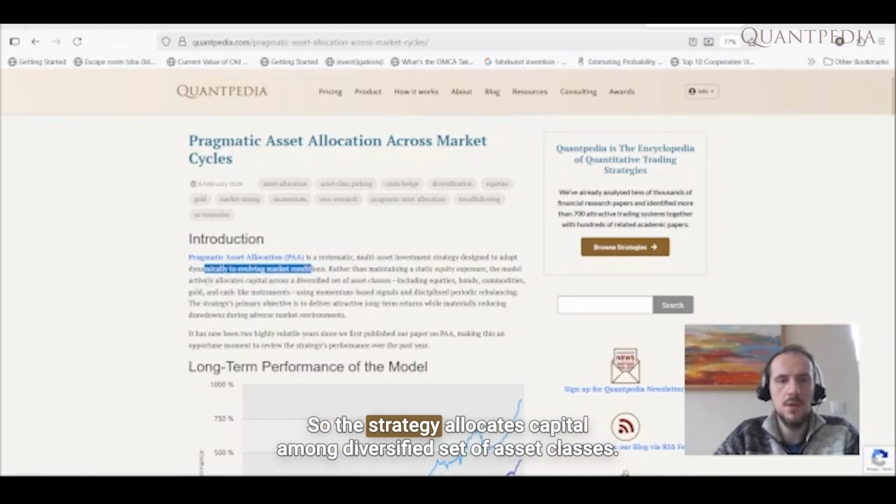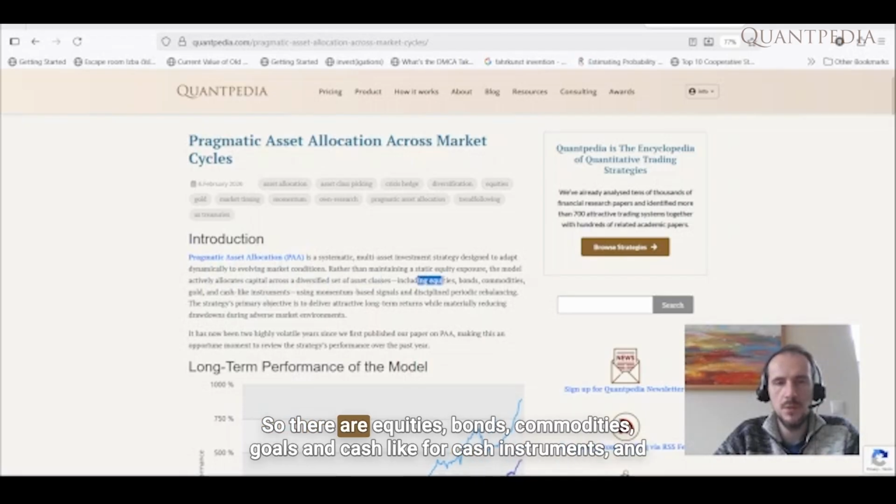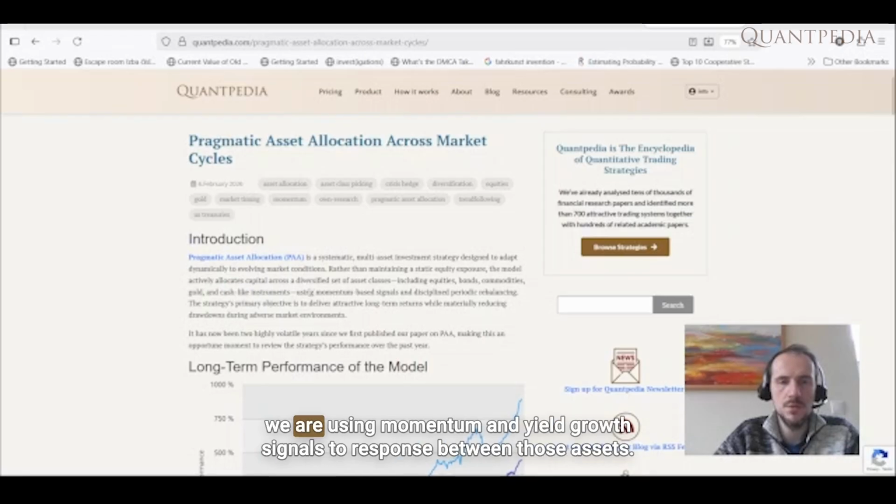The strategy allocates capital among a diversified set of asset classes. So there are equities, bonds, commodities, gold, and cash-like instruments, and we are using momentum and yield curve signals to rebalance between those assets.